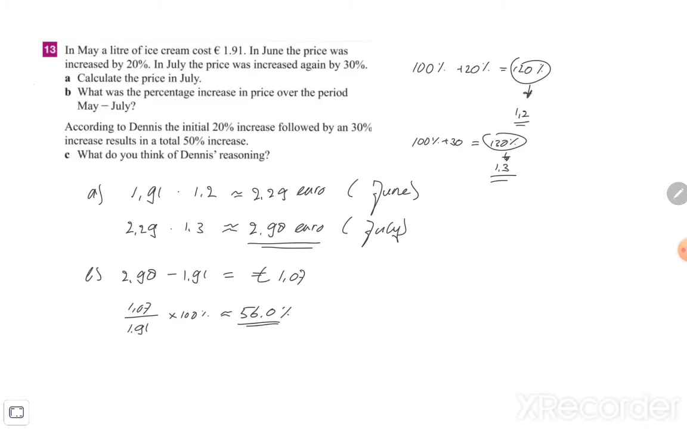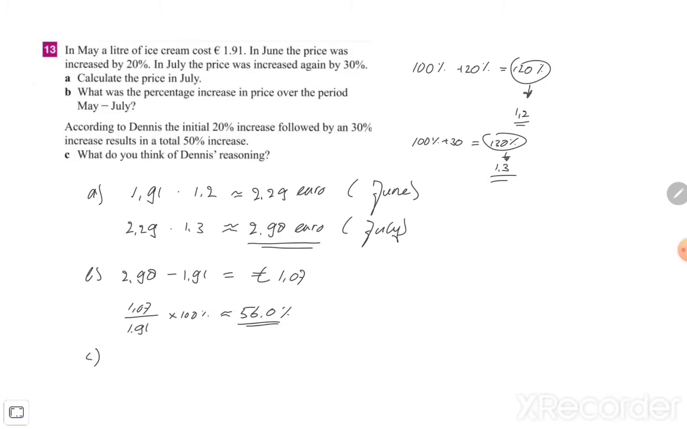We need to round to one decimal place, so that's the reason that you get 56.0. Yeah? And now exercise C. According to Dennis, the initial 20% increase followed by the 30% increase results in a total 50% increase. So he just said if you count those two numbers together, 20 and 30, you get an increase of 50%. And then we would like to know your opinion about what Dennis is telling us.